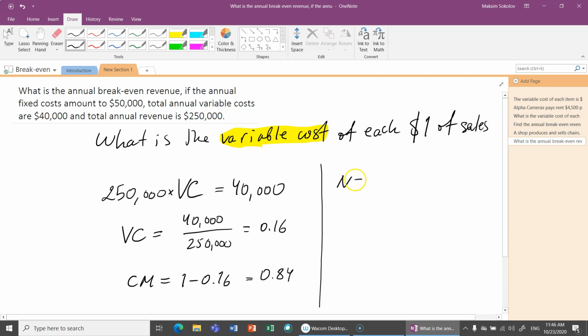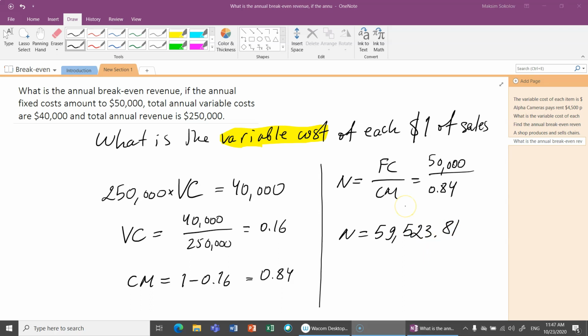Now I can find this number n, the number of dollars to be sold to break even. So that's fixed cost divided by contribution margin, and the fixed cost is $50,000 and the contribution margin is 0.84. So n is 59,523.81. I will not round this number up because n here represents the number of dollars. And it's okay if we have 0.81 because we can have 81 cents.